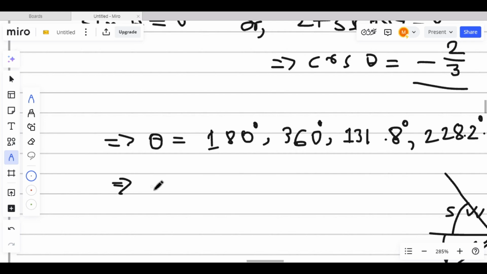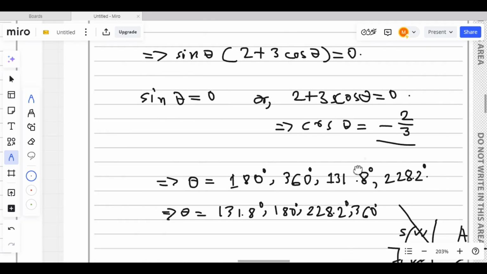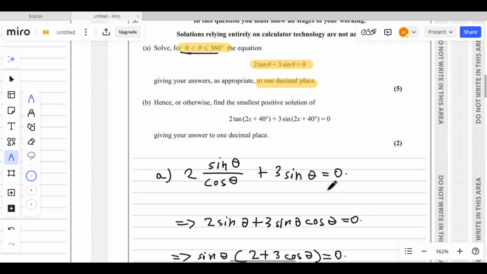So the values for theta we got, in ascending order, are 131.8 degrees, 180 degrees, and then 228.2 degrees, and at last 360 degrees. These are the values for theta.